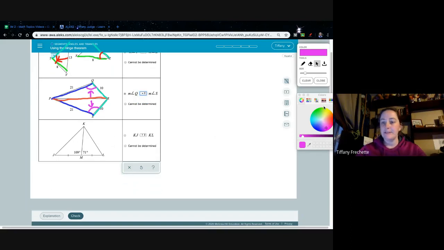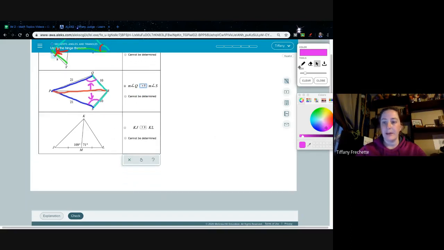All right, last one here. So I'll just start off with pink. So we want to make a decision about KJ and KL, so the sides. So if I'm making a decision about the sides, then I must have an angle, which I do. So I can see one mark to one mark, right? I'll just do the tick marks here. So one mark to one mark.